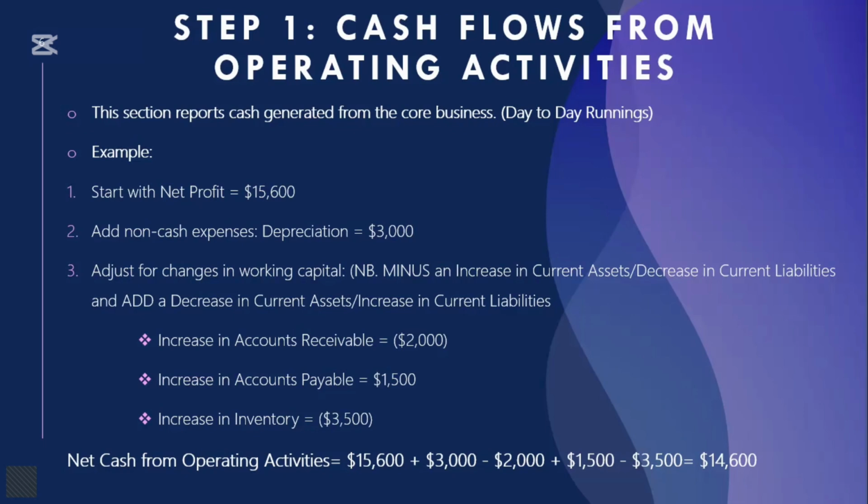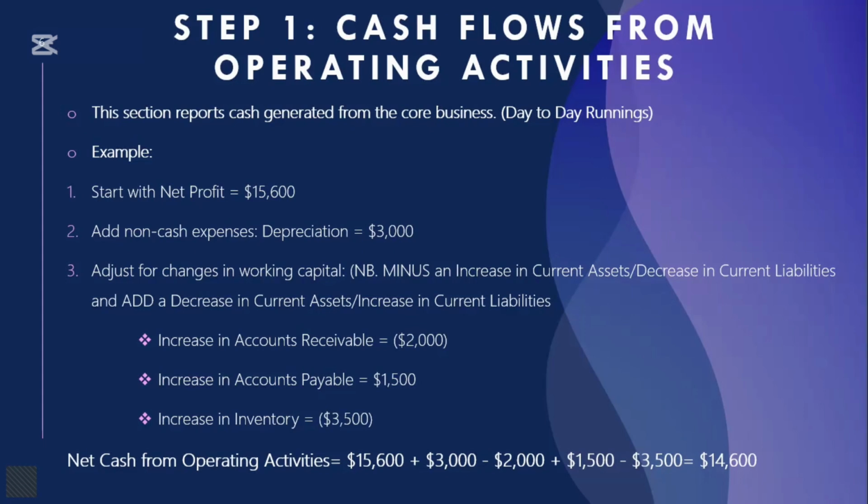After we have added back depreciation, we adjust for changes in working capital. In this case, we will minus an increase in current assets or a decrease in current liabilities, whereas we will add a decrease in current assets or an increase in current liabilities. Pay attention to which one is increasing and which one is decreasing. Why is that? For example, if our accounts receivable is increasing, that means that we are not getting the cash that we should have gotten from our debtors, who are people owing us money. Therefore, it is considered to be a negative figure.